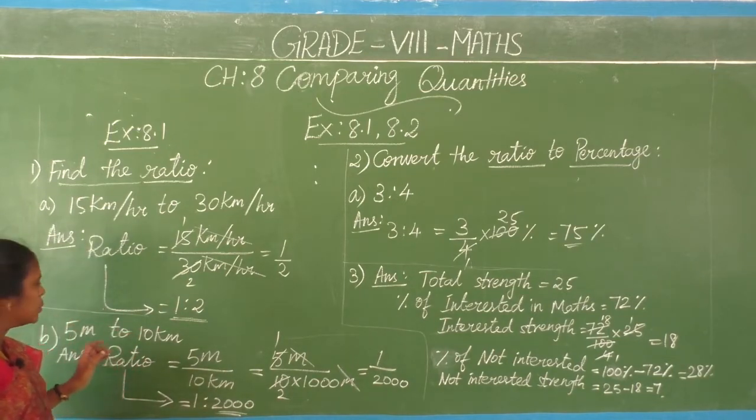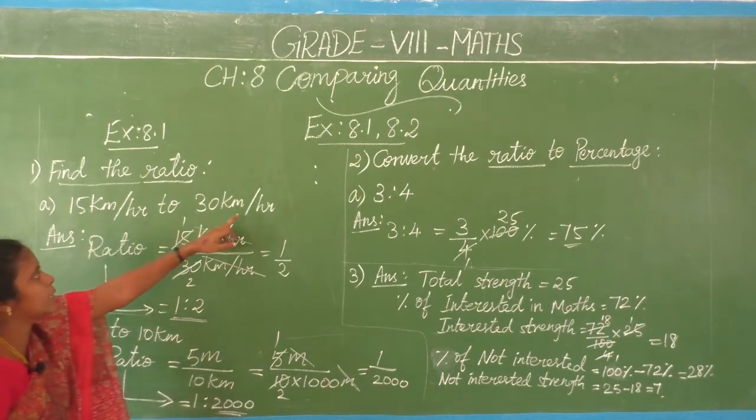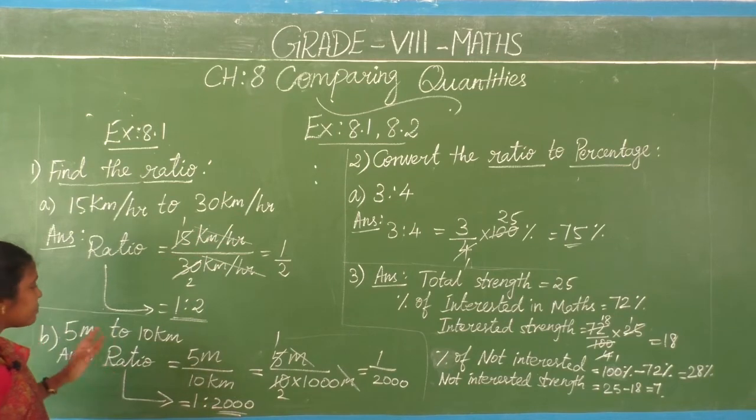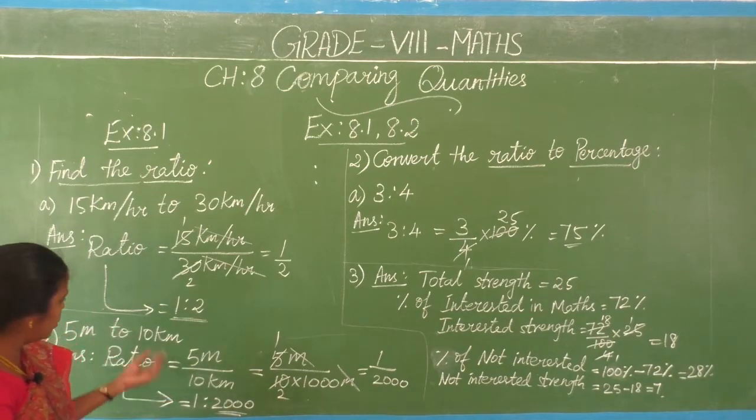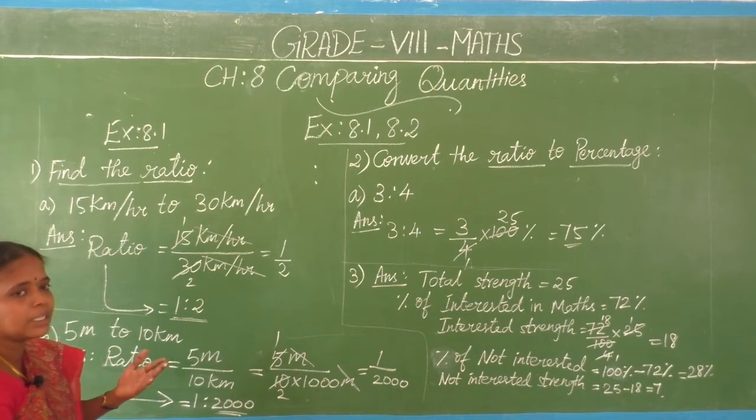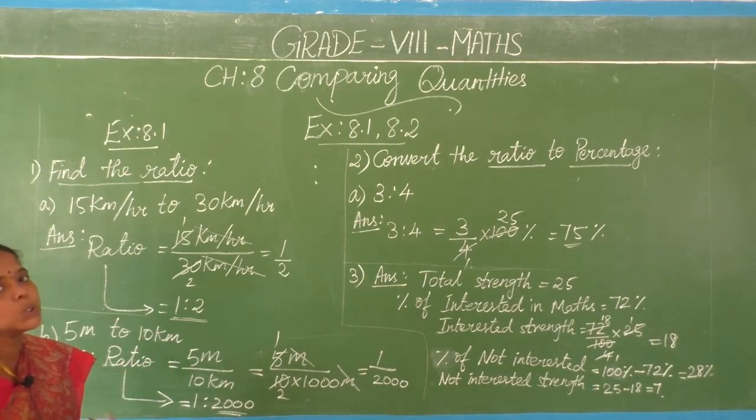Second question, find the ratio of 5 meter to 10 kilometer. See here, in the first question both had kilometer per hour, the same unit. But here one is meter and another one is kilometer. So before finding the ratio of any numbers, you have to convert the different units into the same unit.